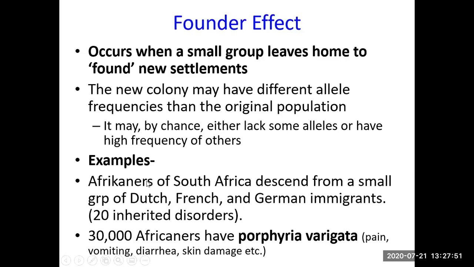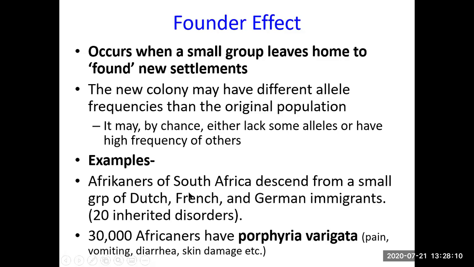For example, the community of Afrikaners of South Africa all come from a small group. Their ancestors were Dutch, French, German. These were immigrants from these countries, and they went to South Africa and were the founding population there. So they created a population there.